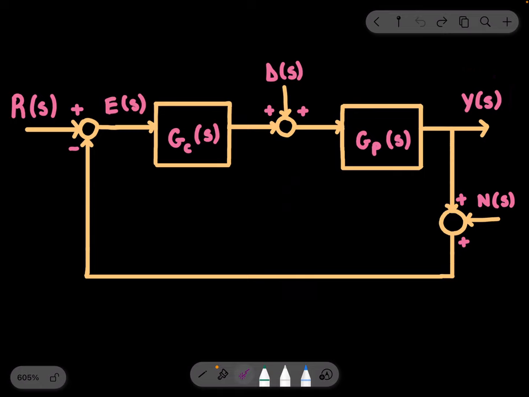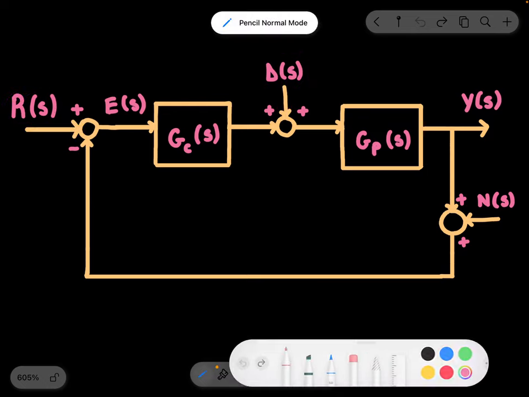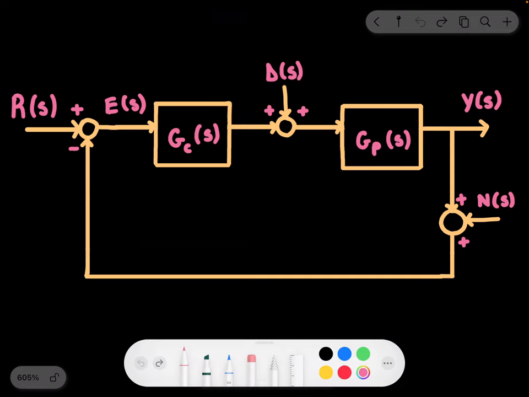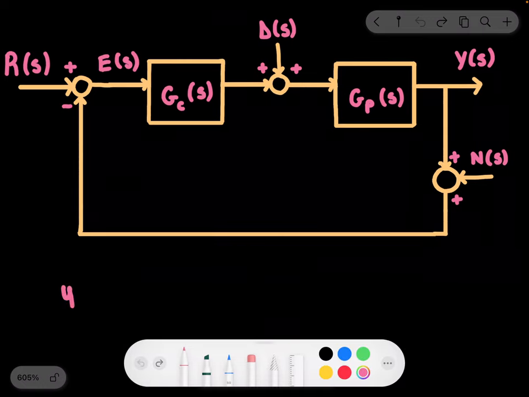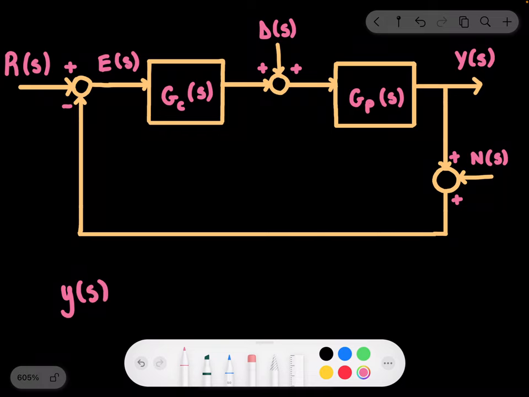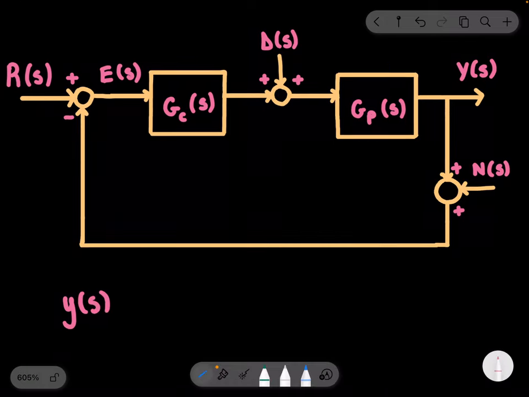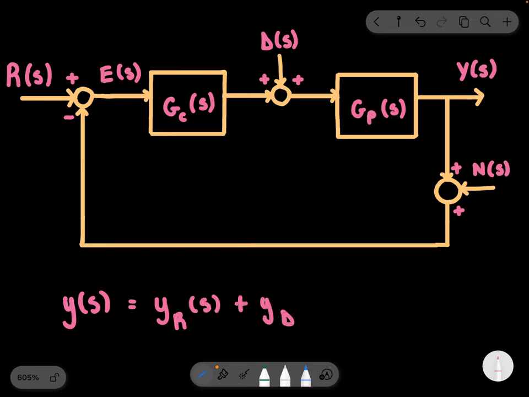Say we want to find the output y of s. We have three inputs: reference signal, disturbance, and noise. So, the output y of s, you can write as the sum of the individual outputs due to these three input signals. So, the output due to the reference signal plus the output from the disturbance plus the output from the noise.